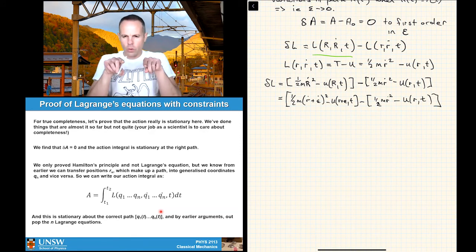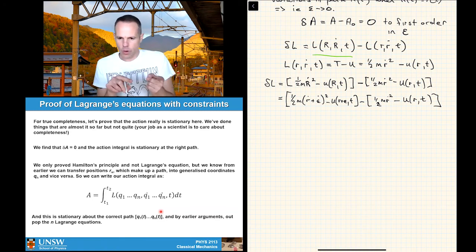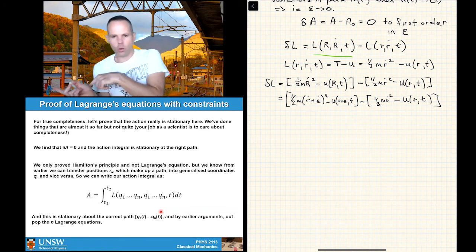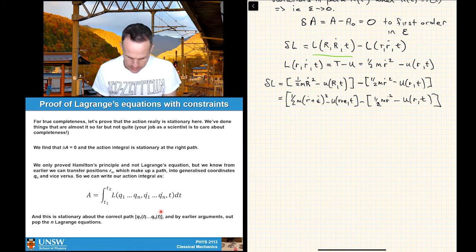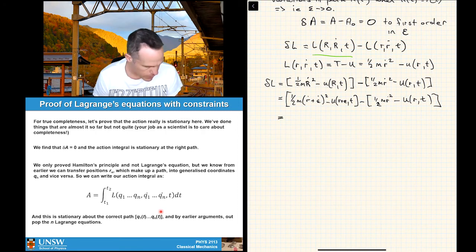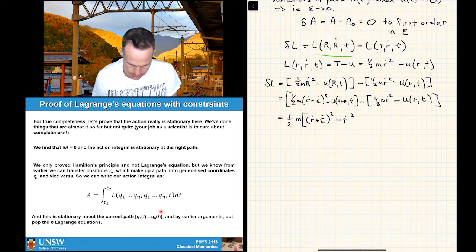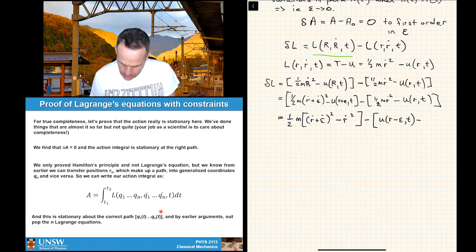Now we can swap sides for the terms: push all the potential terms over to the right, and push all of the non-potential terms over to the left. If we do this, you can break it up yourselves and come back; the minus signs will work themselves out. So what we've got is a half M times (R dot plus epsilon dot) squared minus R dot squared on the first side, and minus U of R plus epsilon and T minus U of R and T on the right-hand side.